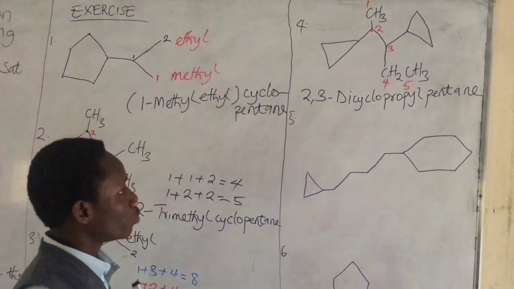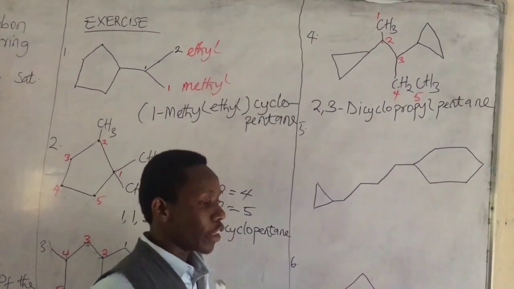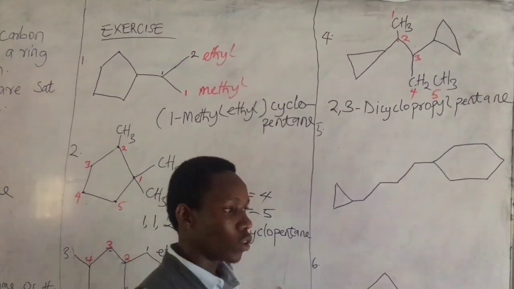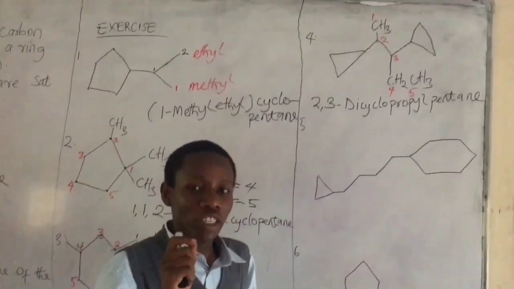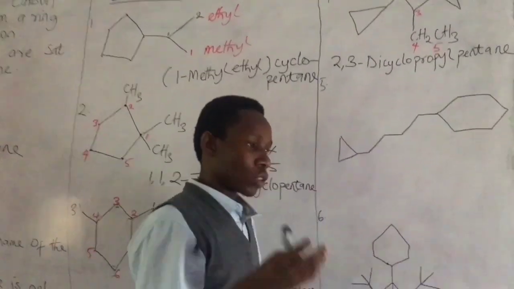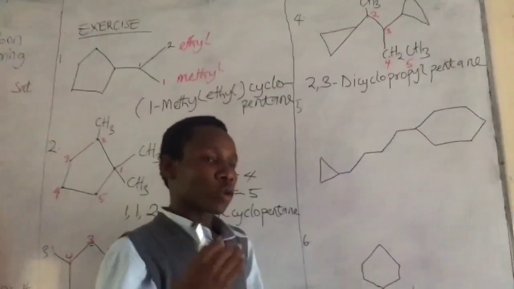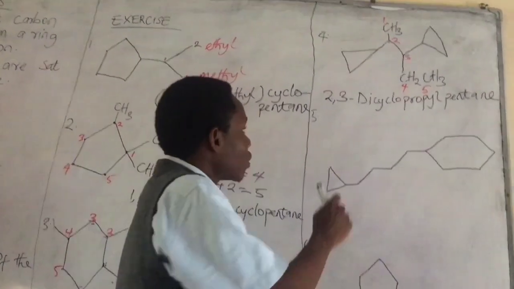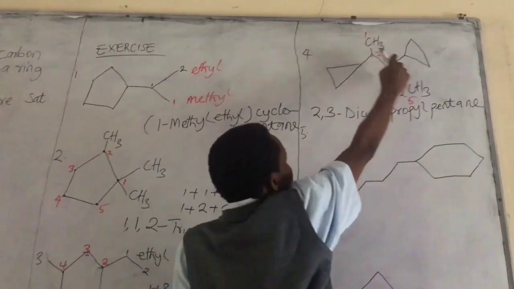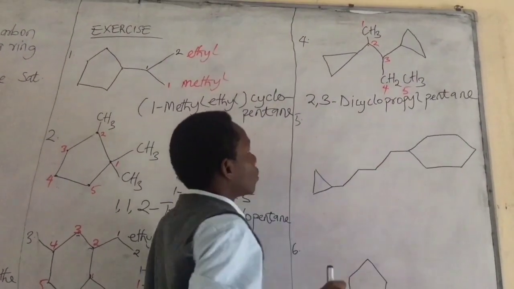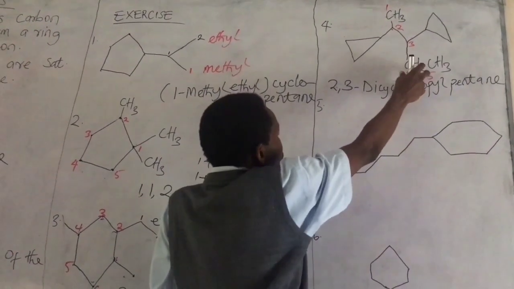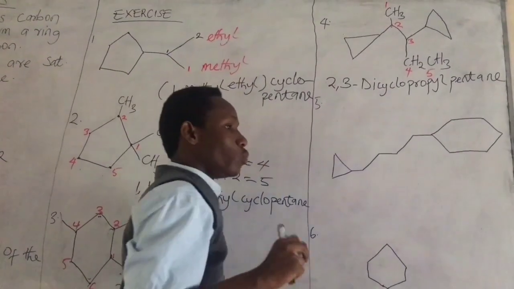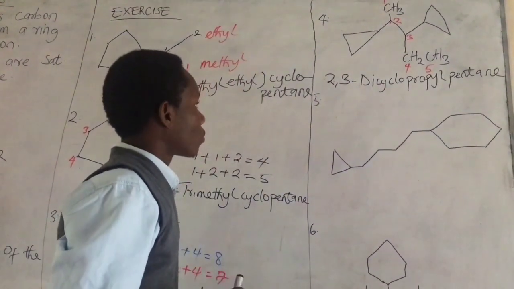Please do not be confused. Whenever you are naming an organic compound, you should always consider the longest what? Chain. Either you are talking about alkane, alkene, cyclo compounds, always consider the longest chain. And that is what we did here. We considered the longest chain, which is what? Pentane. Because the longest chain is pentane, all other structures or compounds would be what? Our substituents.